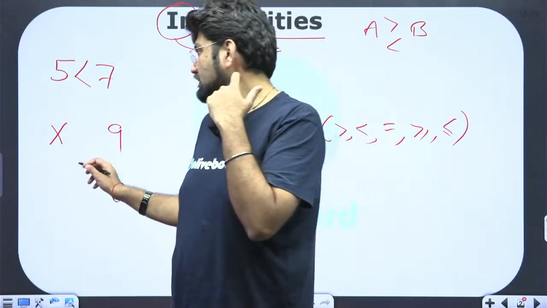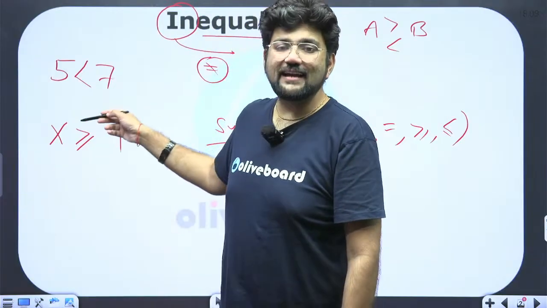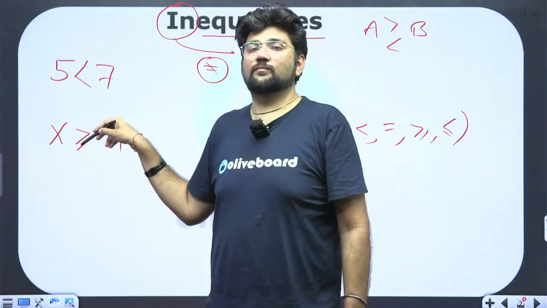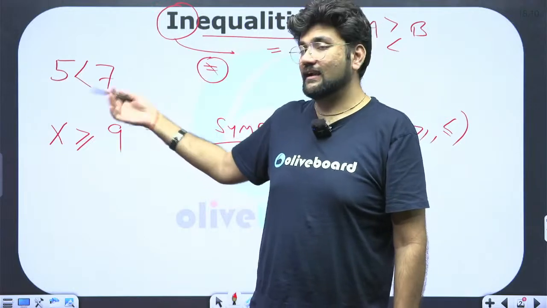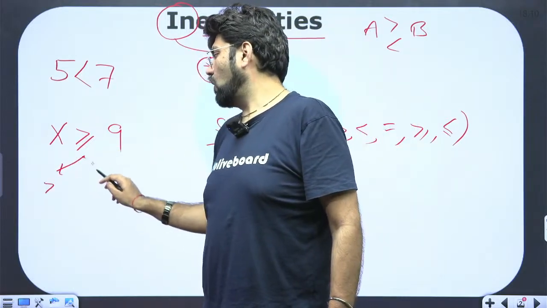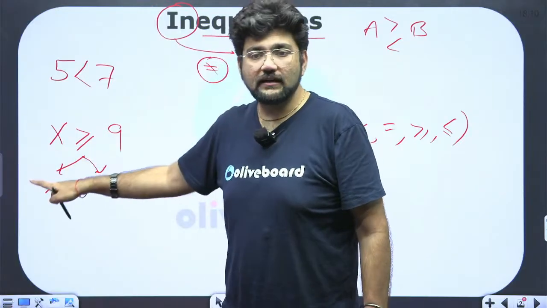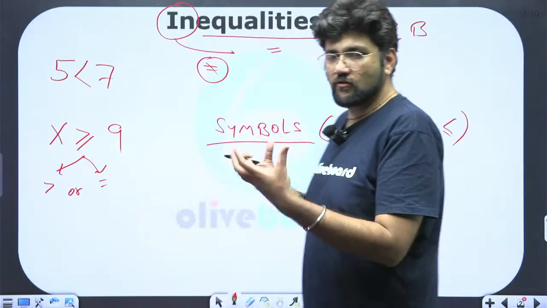So how will you represent this? You will say it is either greater or equal. So this sign is read as greater than equal to. That does not mean it is both greater and equal. It is either greater or equal. Remember this. It is either greater or equal.